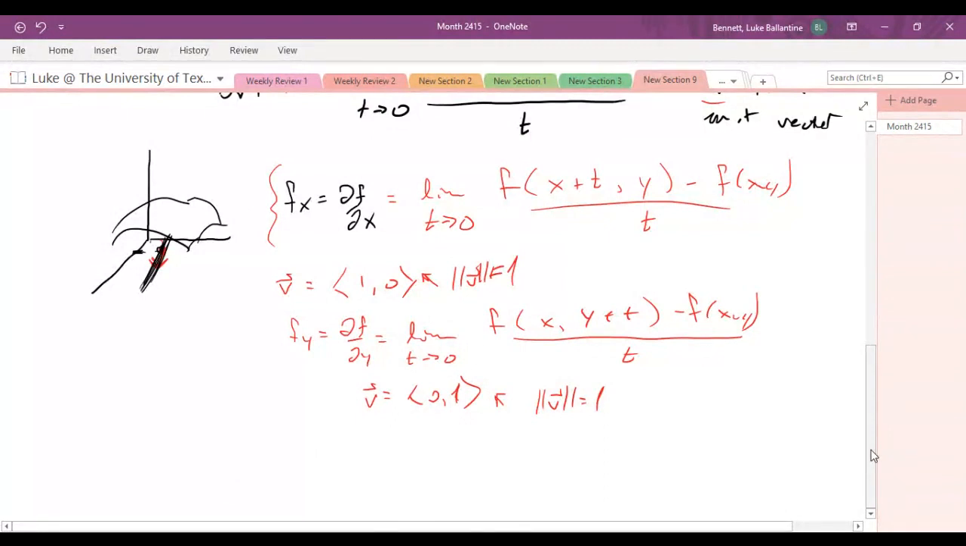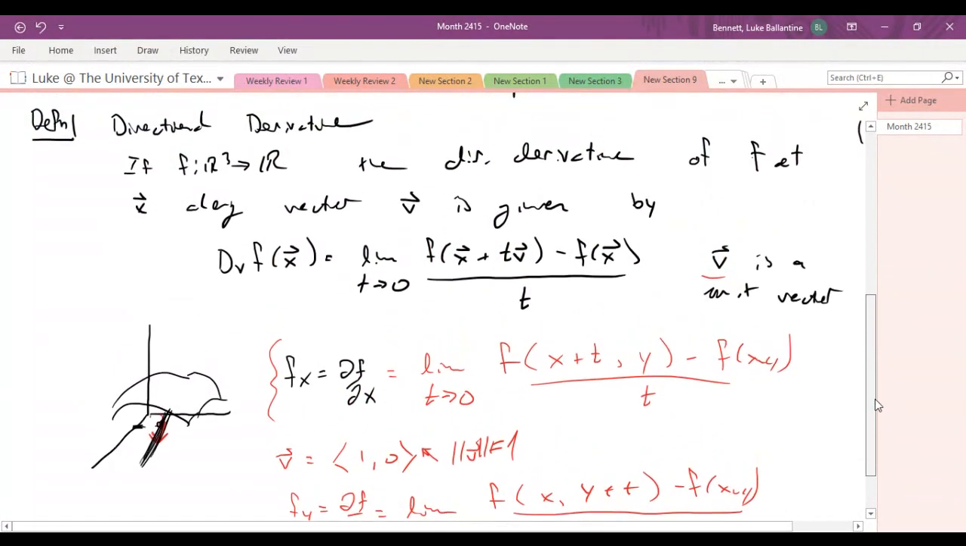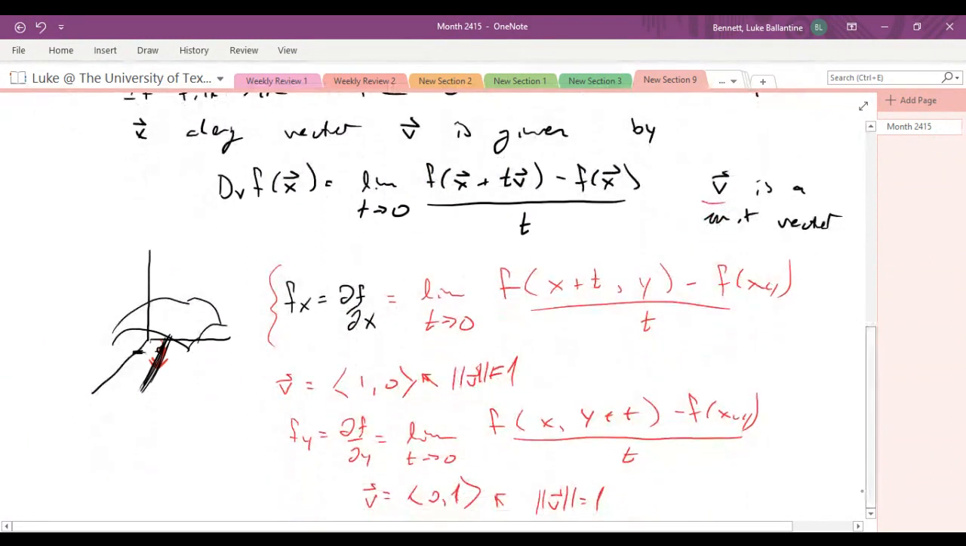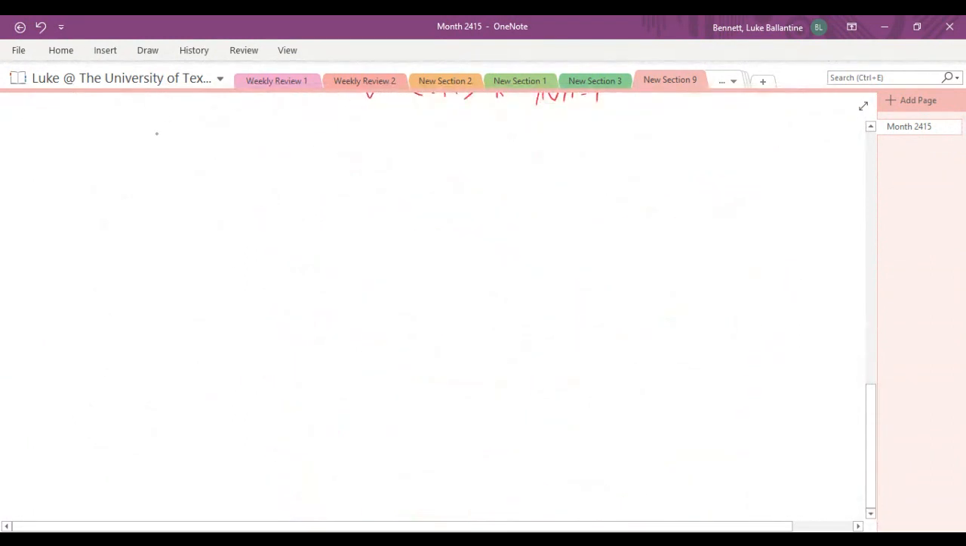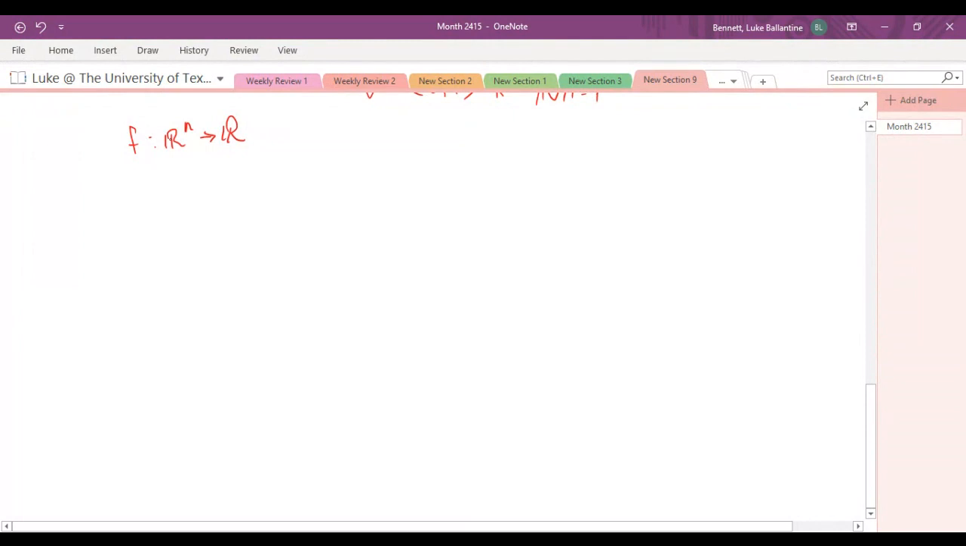So the directional derivative is generalizing the notion of derivative to multiple variables, for functions that map, in general, R n into R. Now we can take derivatives in any direction we want. So let's have a theorem.